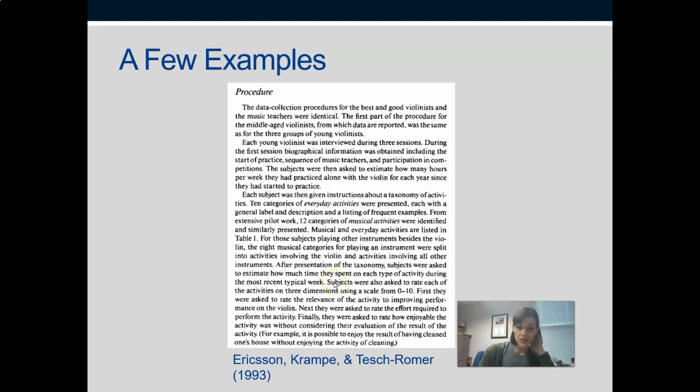Subjects were asked to rate each of the activities on 3 dimensions from a scale of 0 to 10. First, they were asked to rate the relevance of the activity to improving performance on the violin. Next, they were asked to rate the effort required to perform the activity. And then finally, they were asked to rate how enjoyable the activity was without considering their evaluation of the result of activity. For example, it is possible to enjoy the result of having cleaned one's house without enjoying the activity of cleaning. So that's a very good example explaining why it's there.